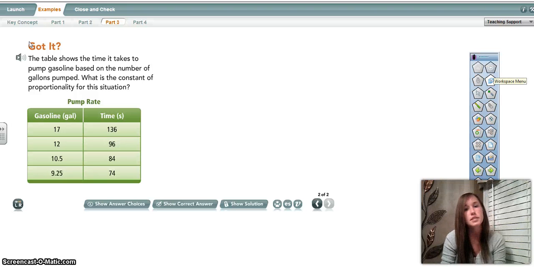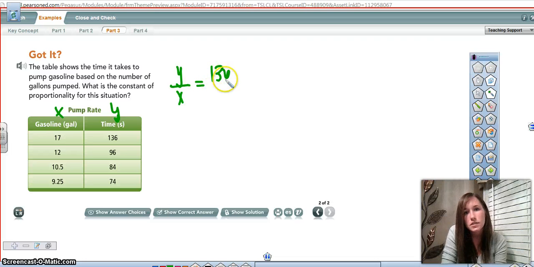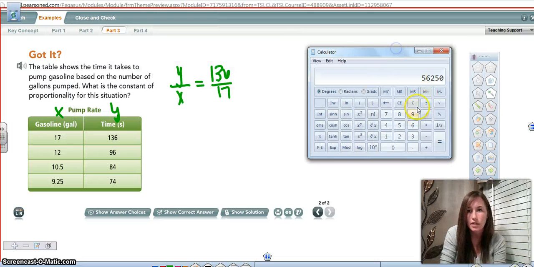The table shows the time it takes to pump gasoline based on the number of gallons pumped. What is the constant of proportionality for this situation? Well, if we try y over x, or y divided by x, we get 136 over 17. Let's just try that. 136 divided by 17.